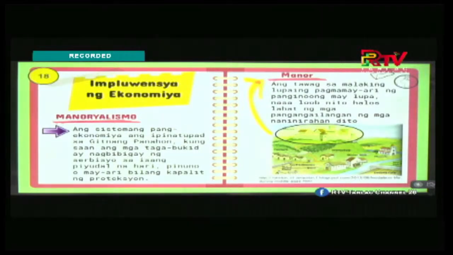Ang ikalawang aspeto ng impluwensya ay ang impluwensya ng ekonomiya. At sa paksang ito, meron tayong tinatawag na manorialismo o ang sistemang pang-ekonomiya na ipinatupad sa gitnang panahon kung saan ang mga taga-bukid ay nagbibigay ng serbisyo sa isang feudal na hari, pinuno o may-ari bilang kapalit ng proteksyon. At makikita naman ang isang larawan na tinatawag nating isang manor. At ang manor ang tawag sa malaking lupaing pagmamay-ari ng Panginoong may lupa. Nasa loob nito halos lahat ng mga pangangailangan ng mga naninirahan dito.